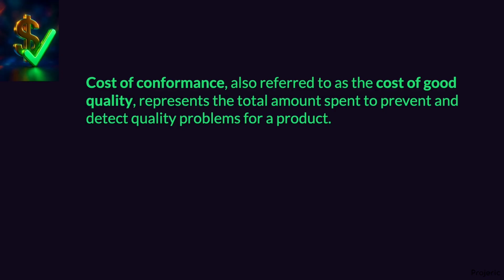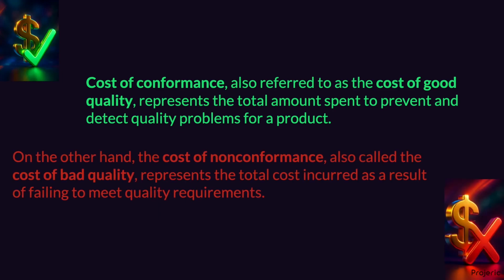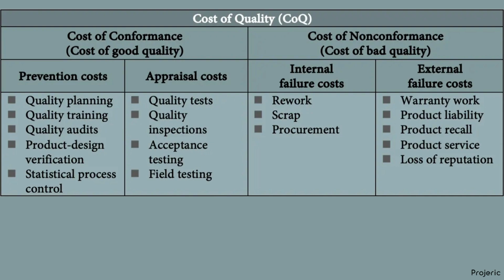Cost of conformance, also referred to as the cost of good quality, represents the total amount spent to prevent and detect quality problems for a product. On the other hand, the cost of nonconformance, also called the cost of bad quality, represents the total cost incurred as a result of failing to meet quality requirements. The cost of conformance involves prevention costs and appraisal costs, while the cost of nonconformance comprises internal and external failure costs. Let's define each of these terms.